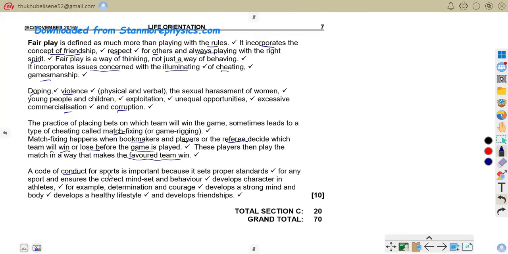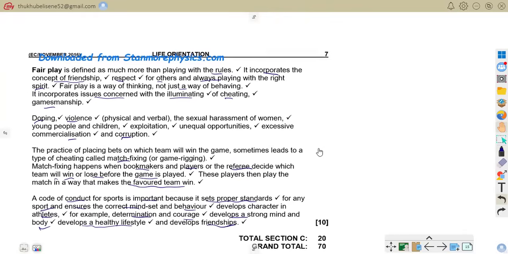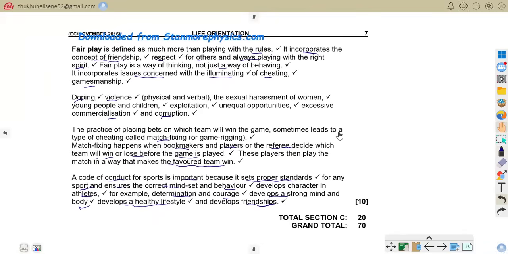A code of conduct for sport is important because it sets a proper standard for any sport and shows the correct mindset. It develops character in athletes. For example, determination develops a strong mind and body, develops a healthy lifestyle and develops friendships. So this is the end of this presentation.